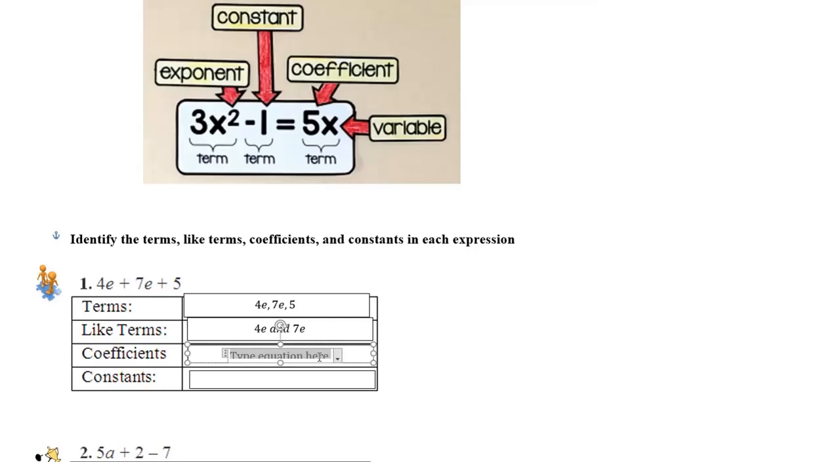Good. So coefficients here, using Alex's words, are the numbers that are in front of variables that show multiplication. The coefficient would be 4 and 7 here. 4 and 7 are the coefficients. And then finally the constants. Brandon.